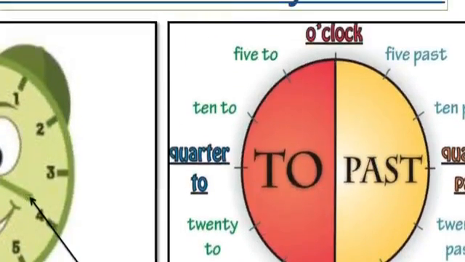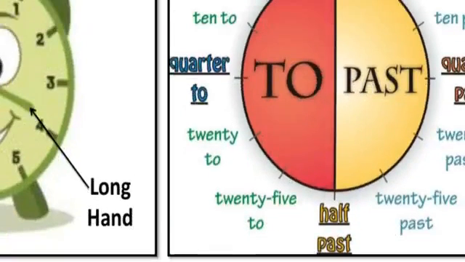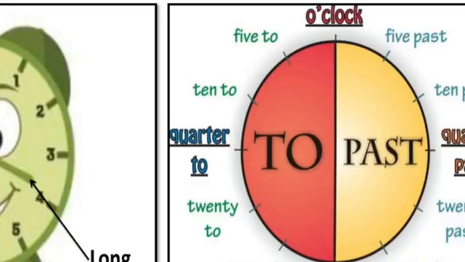Now this clock is divided into two parts. Here you see the clock is divided into red and yellow parts. The yellow part is the past and the red part is the to. Here you will see it in this way: in 5-minute steps, 5 past, 10 past, quarter past, 20 past, 25 past, half past, then 25 to, 20 to, quarter to, 10 to, 5 to. In this way we can divide the clocks.